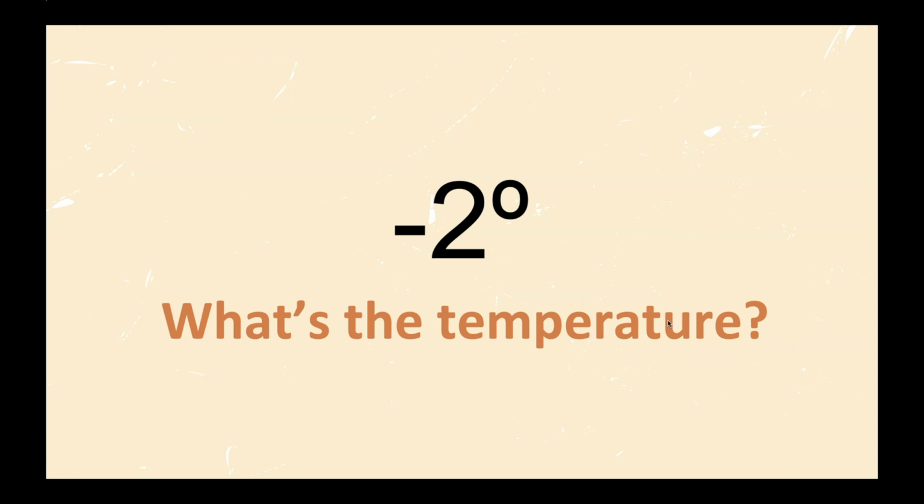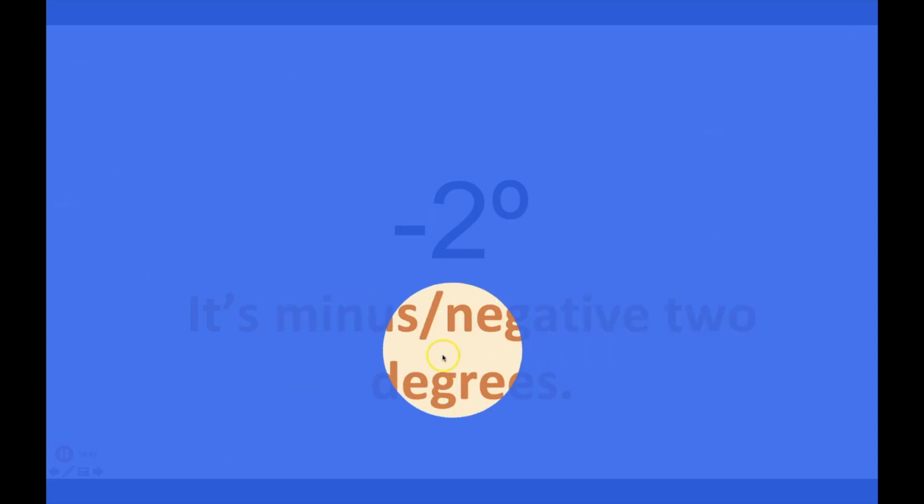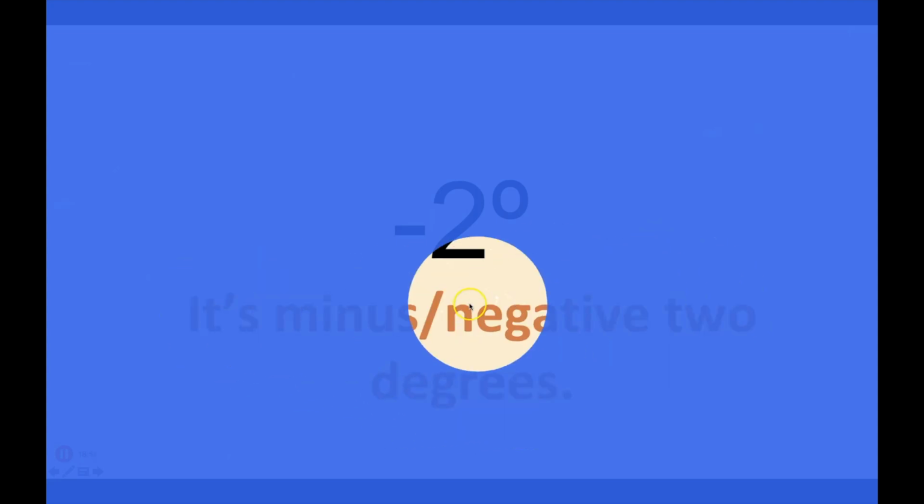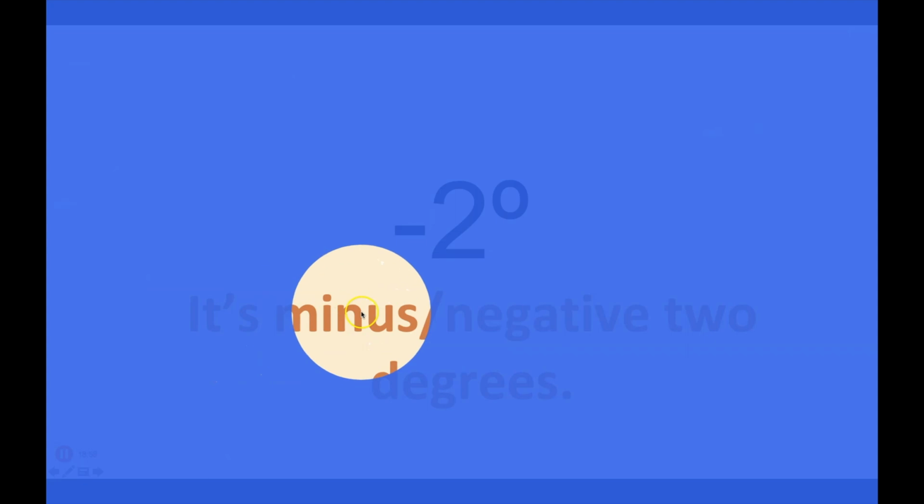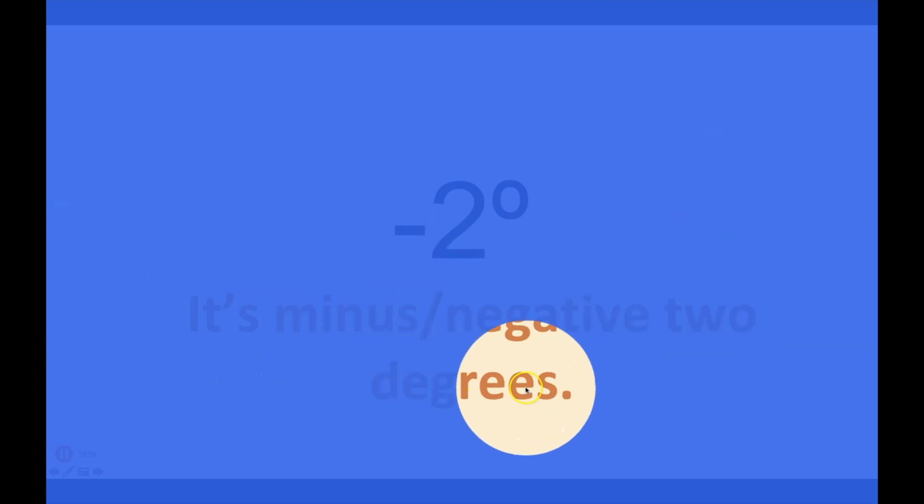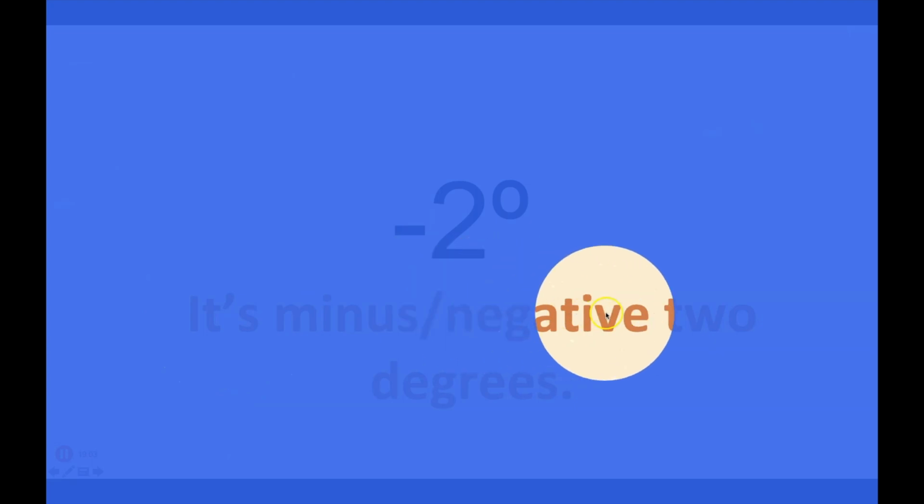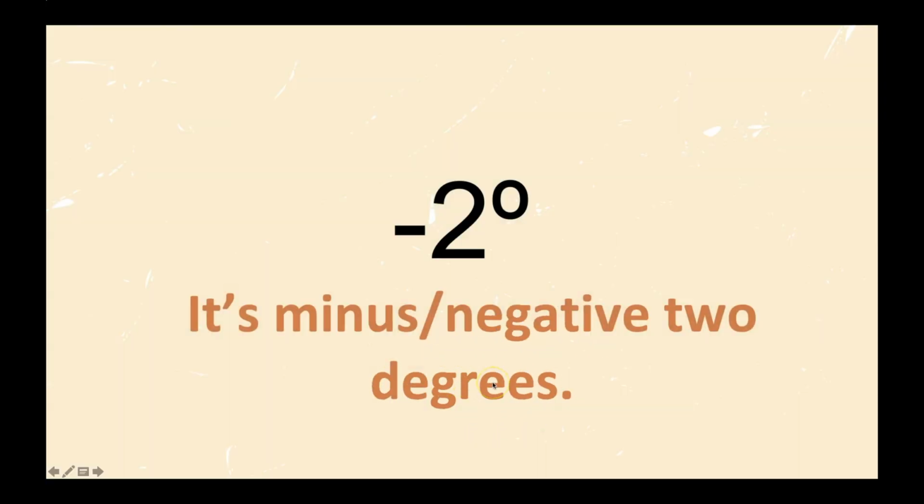What's the temperature? Remember, we have this little guy in front. There are two ways of saying this. Okay? It's minus 2 degrees or it's negative 2 degrees. Again, it's minus 2 degrees or it's negative 2 degrees. Amazing. Amazing work. Fantastic.